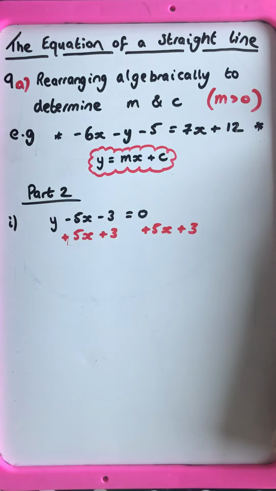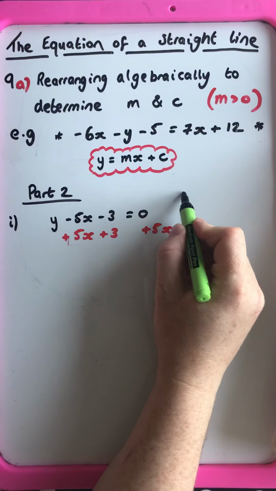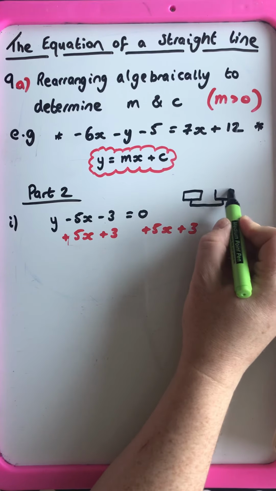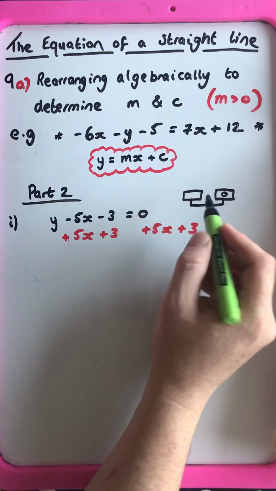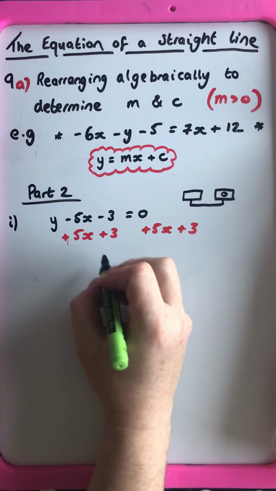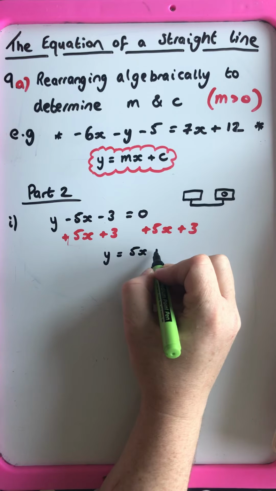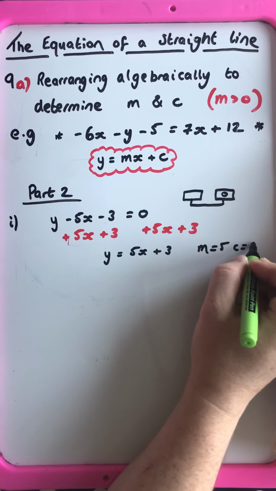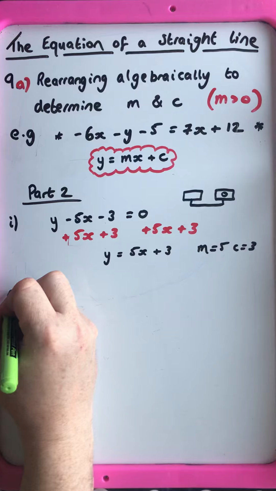We have to treat these like a set of scales, right? At the moment they are balancing, they are the same weight. This 0 is the same as this here, the y minus 5x minus 3. The y equals 5x plus 3. Gradient is 5, y-intercept is 3. Okay, we'll keep going. Next one.